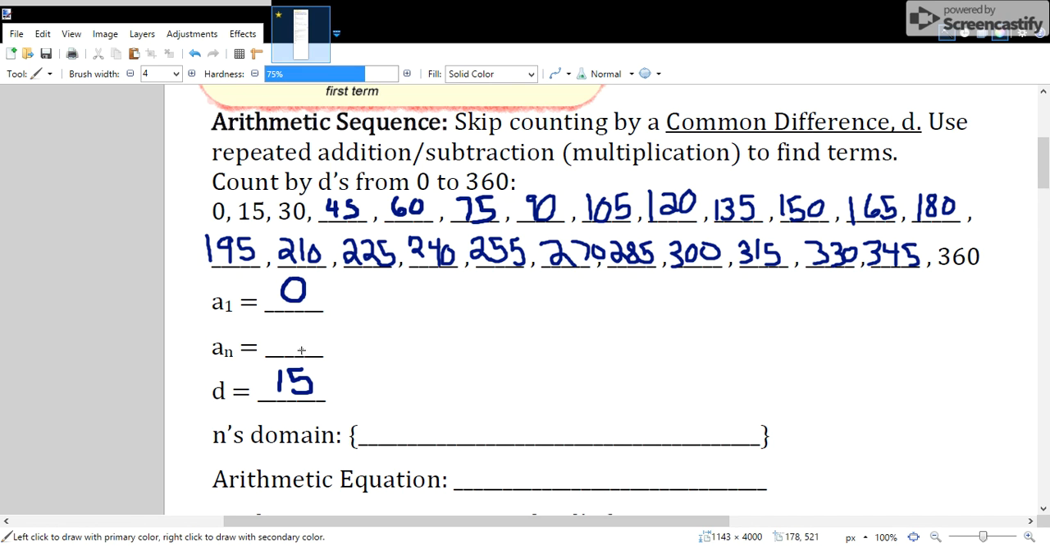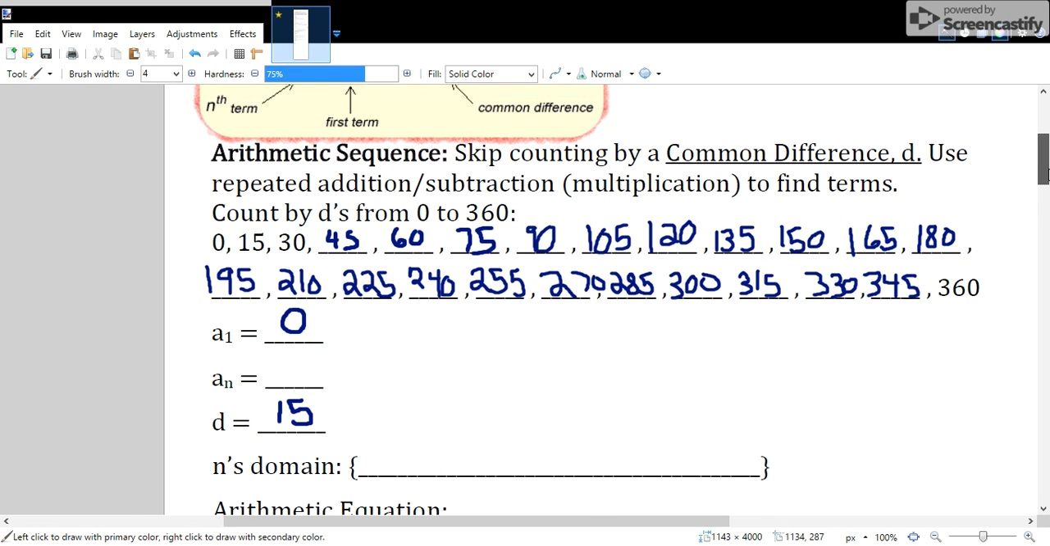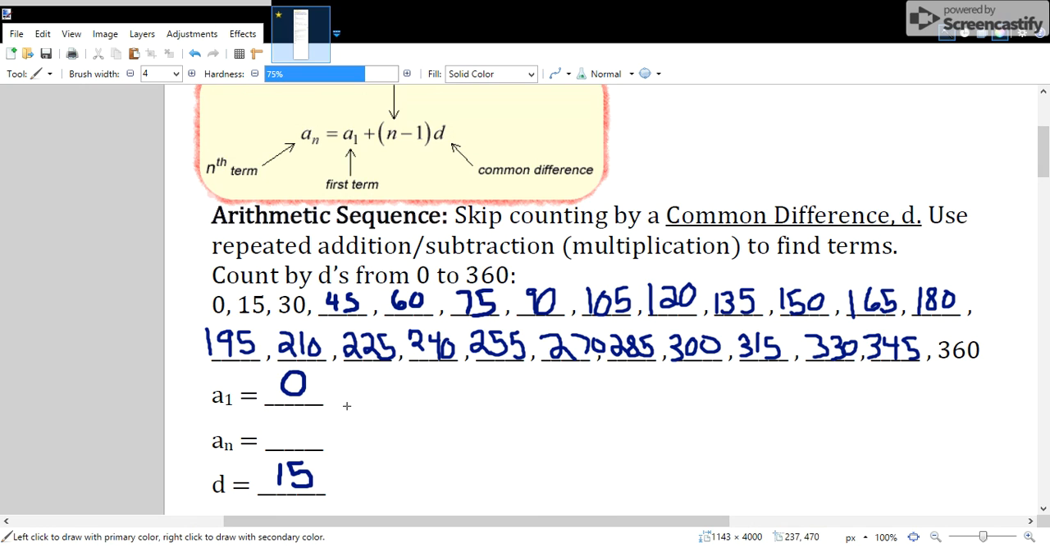Now to find a of n, we just plug in the other values that we already have. So a of n equals a1, which is 0, plus parentheses n minus 1 times d, which is 15.